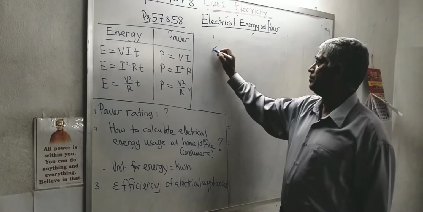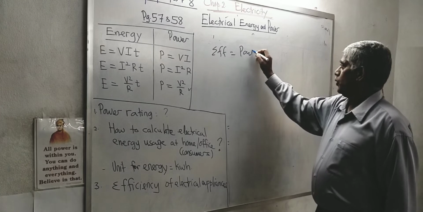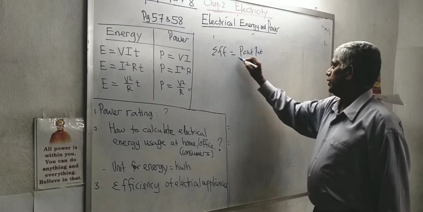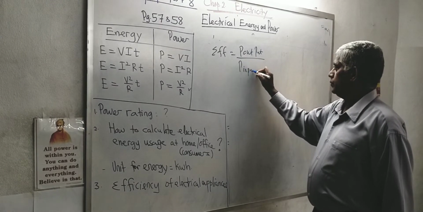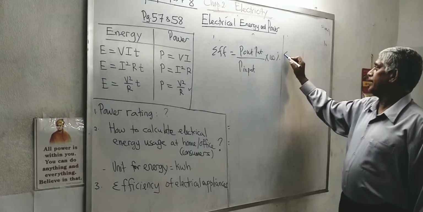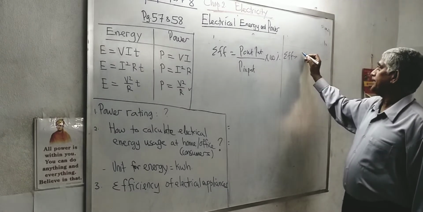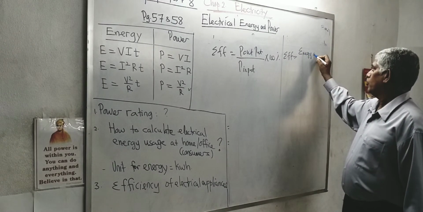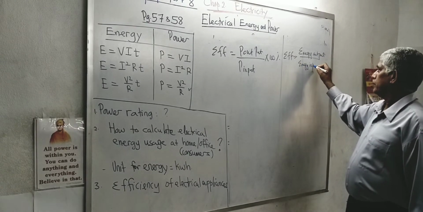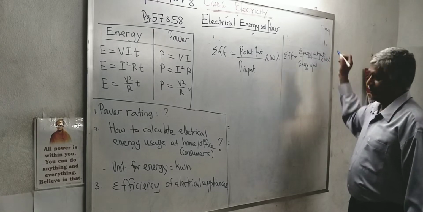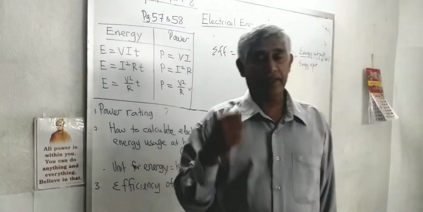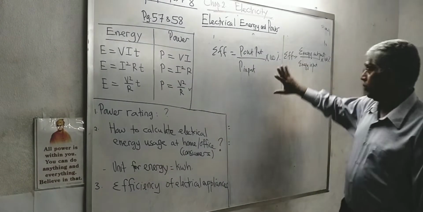Efficiency is given as power output divided by power input times 100%, or you can also calculate efficiency in energy output divided by energy input times 100%. Okay, so you can use either one, depending on what they give you. If they give you in terms of power, then you use either one. Both can find the efficiency.